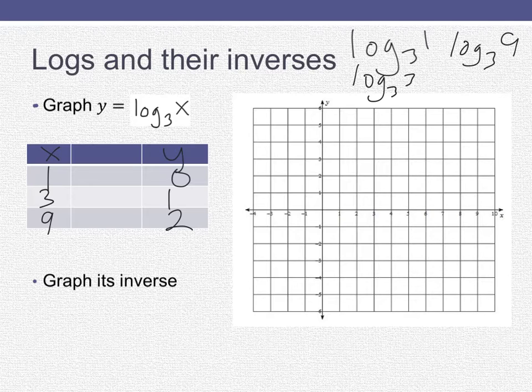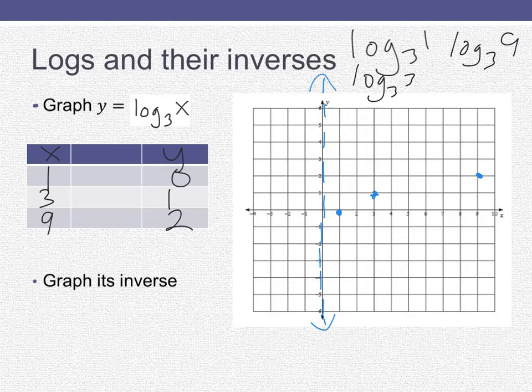All right. So now I have my points: 1, 0. Then I've got 3, 1. And I've got 9, 2. Awesome. Also recall, our asymptote will be here.